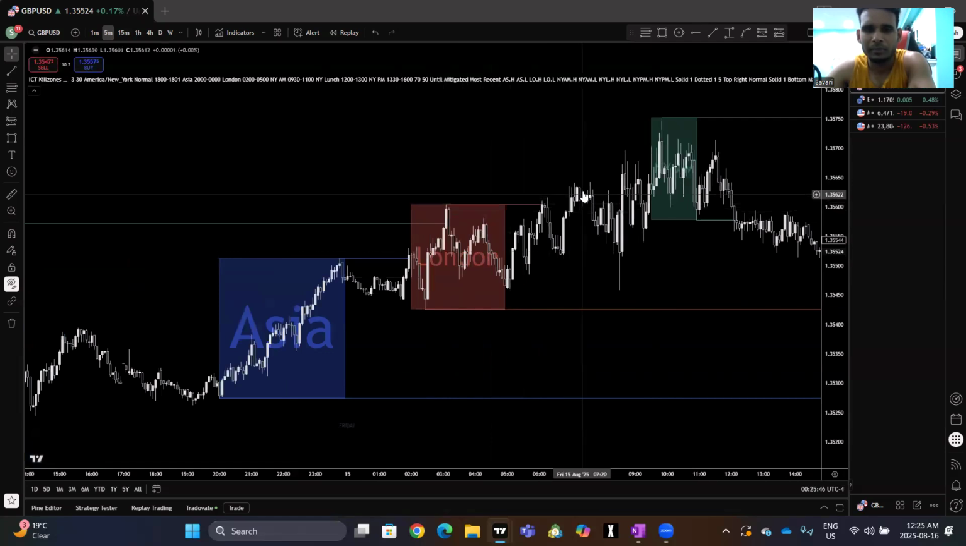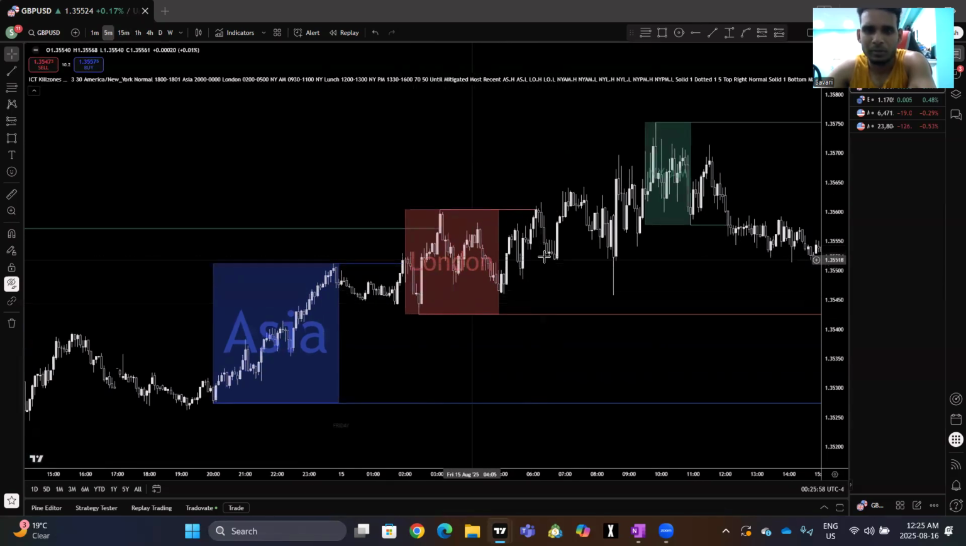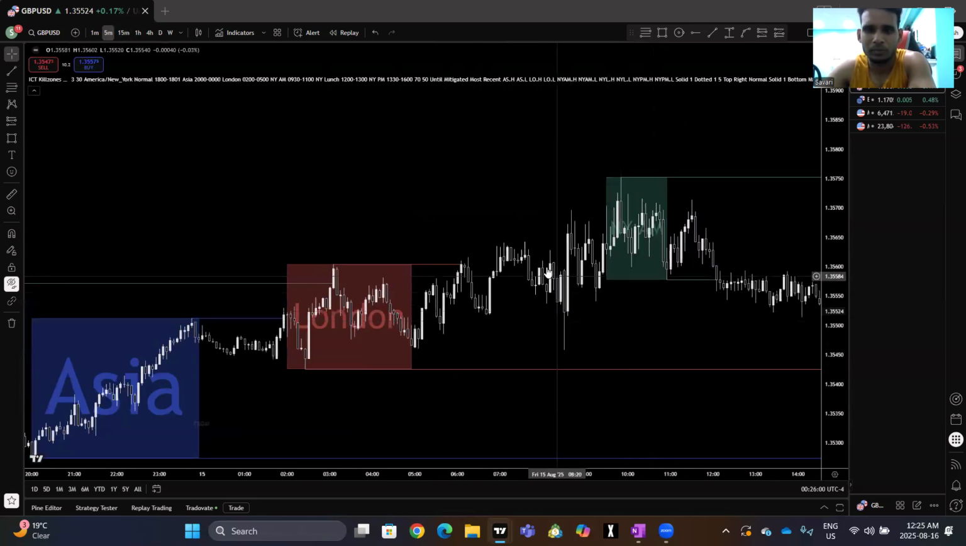After sweeping the London high, nice reaction towards the downside, right? Come and sweep this low resistance, 1, 2, 3 liquidity, and this value is still holding the price. Now what? Structure shift, big displacement.